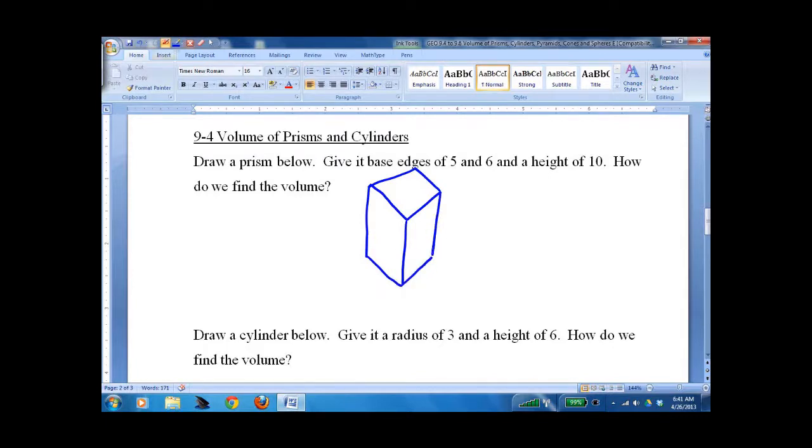out. So here's a prism with base edges 5 and 6, height of 10. The volume is just length times width times height. 5 times 6 times 10, 300, and it's units cubed. We're not going to worry too much about that, but if it was inches, it'd be inches cubed, feet cubed. And that's it. There's nothing really flashy about volume of a prism.